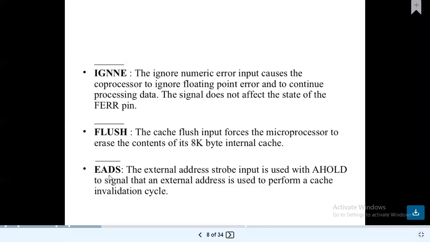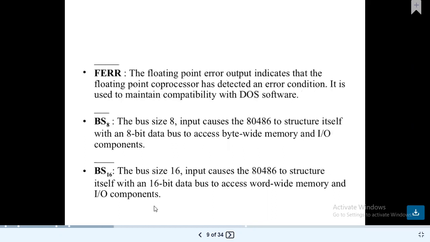At the last, EADS, the external address strobe input, is used to signal that an external address is used to perform cache invalidation cycles. The next one is the floating point error, FERR. This output indicates that the floating point coprocessor has detected an error condition, and it is used to maintain compatibility with DOS software. DOS means disk operating system software.